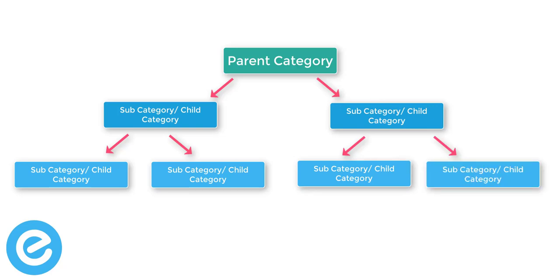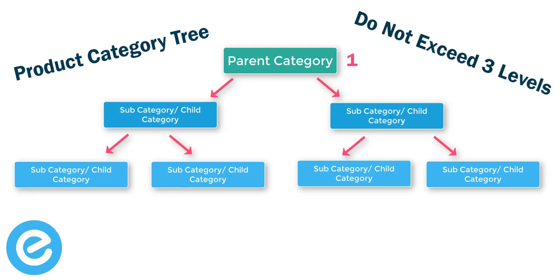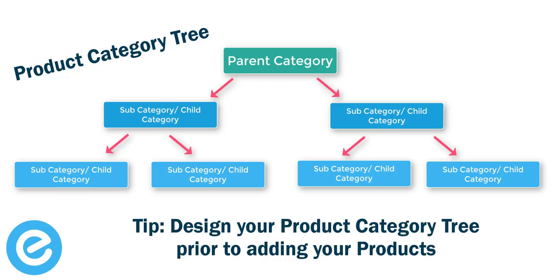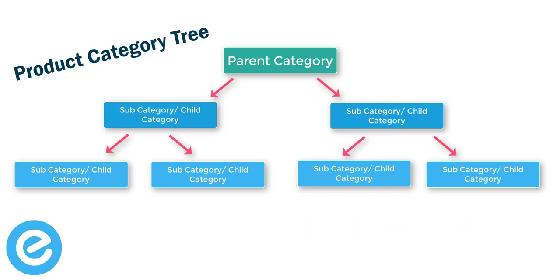This is known as a product category tree or hierarchy. We recommend not exceeding 3 levels in your product category tree. When designing your product category tree, keep in mind any future growth plans, including the addition of any new lines. It is important to design your product category tree prior to adding products into the system. Product categories can also be added and updated when required as your business changes.